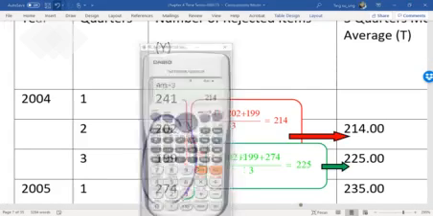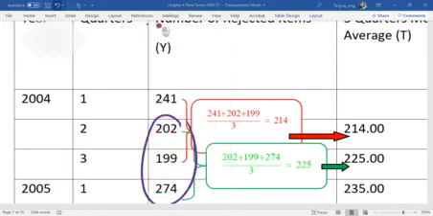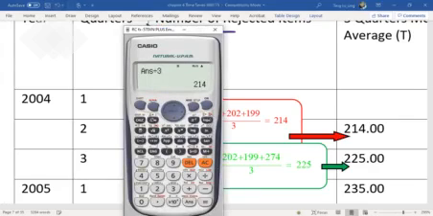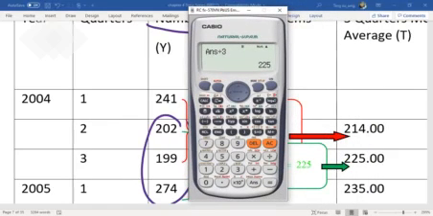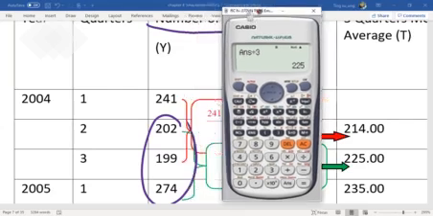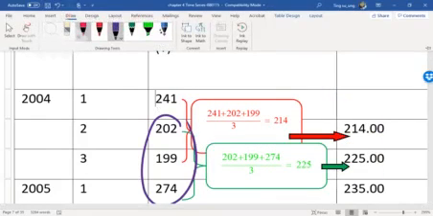So again, 202 plus 199 plus 274, then divide by 3. You have 225. So the answer goes right in the middle. Is that okay? After that, you continue again.